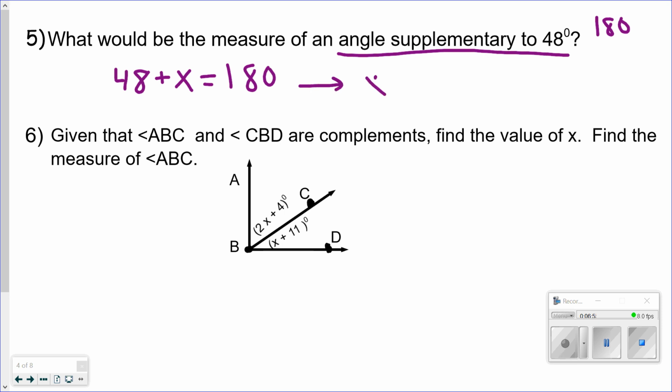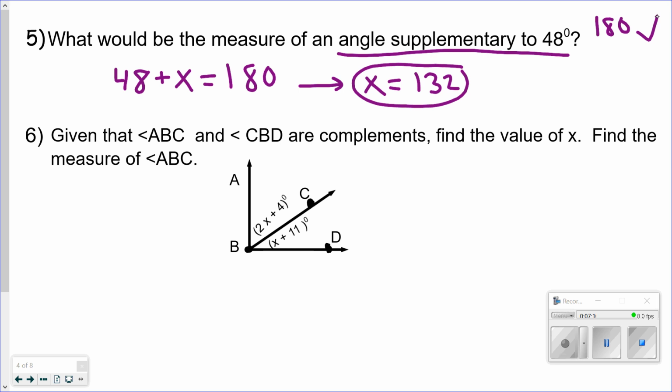This then means that x is going to equal 132. So the other measure would have to be 132 degrees. And if you want to double check that, just add those back up. 132 plus 48 does equal 180. And so we have the correct answer.